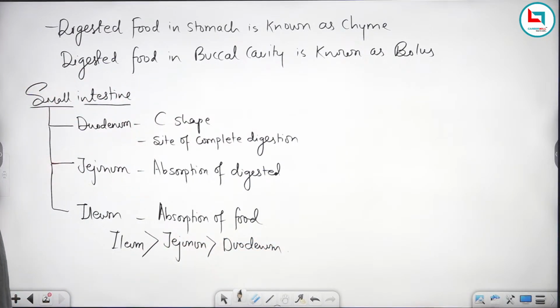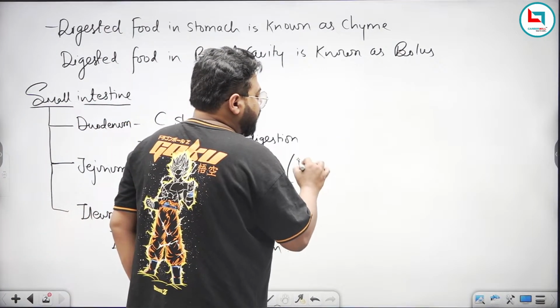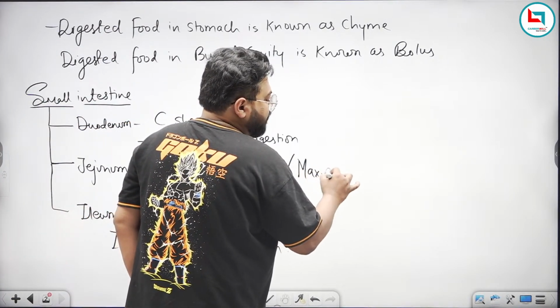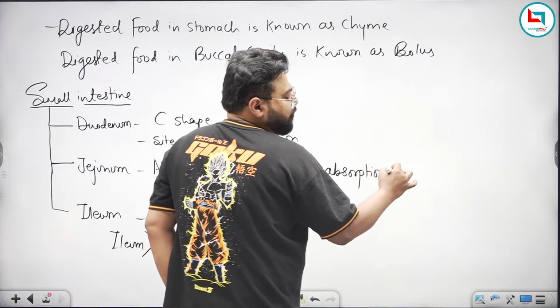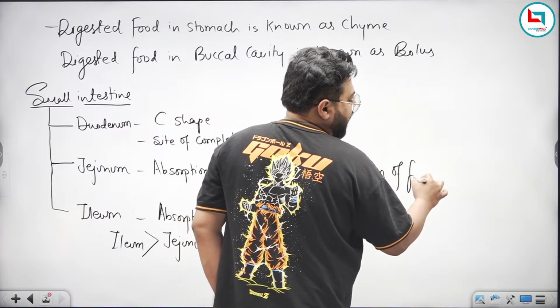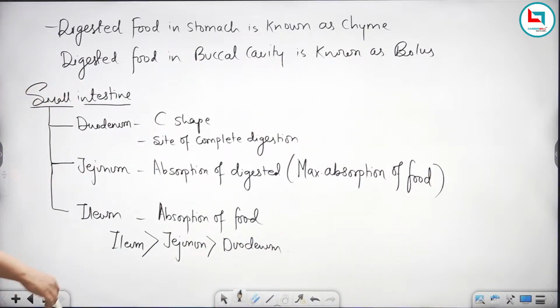Now, as we have already discussed, in jejunum and ileum the absorption of food takes place. But if somebody asks you where the maximum absorption of food takes place, then you will have to answer that maximum absorption of food takes place in jejunum.